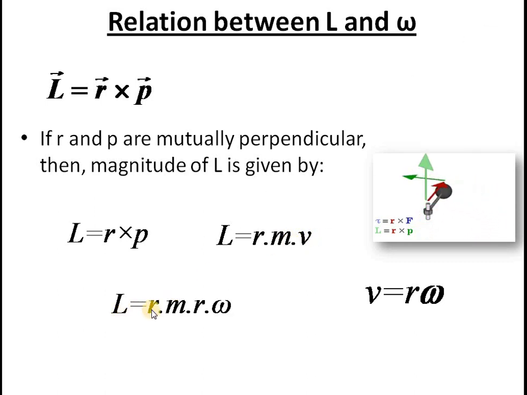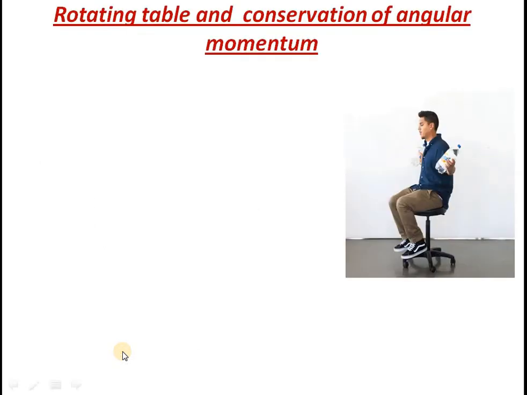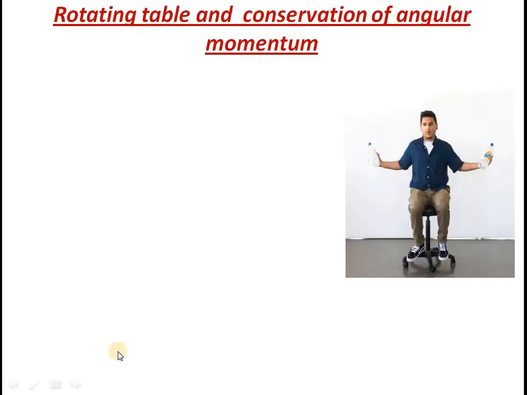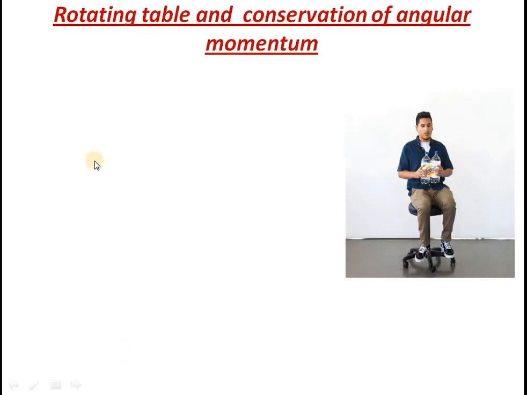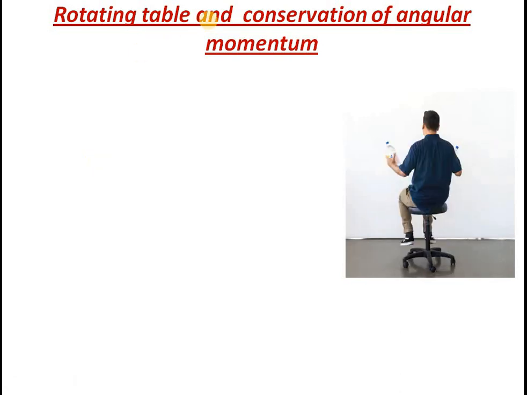So you can replace velocity with r omega. So we have L equals r into m into r into omega. So r can be multiplied, and you have m r squared. So L equals m r squared omega. So you get an important relation. Now we have related angular velocity with angular momentum, and this equation is very relevant in many cases. You can apply this newly developed equation in the conservation of angular momentum.